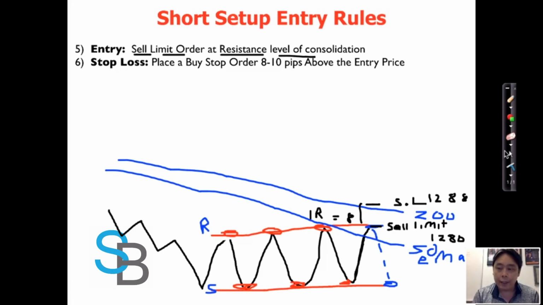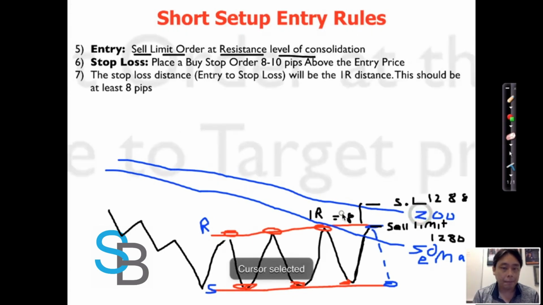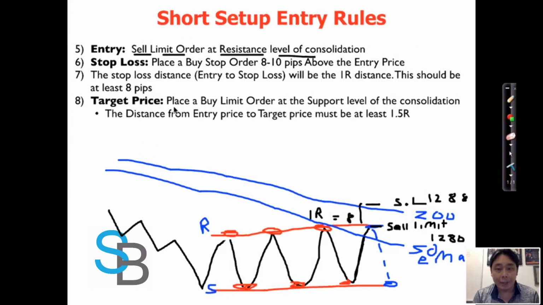Next, I will place my target price, which is a buy limit order at the support level of the consolidation. Okay, so that's my entry price, sell limit, stop loss. My profit target must be at the support level, or rather, it must be above the support level, but not lower than the support level. So my profit target will be somewhere there. TP will be take profit, profit level. So it'll be 1280. Okay.